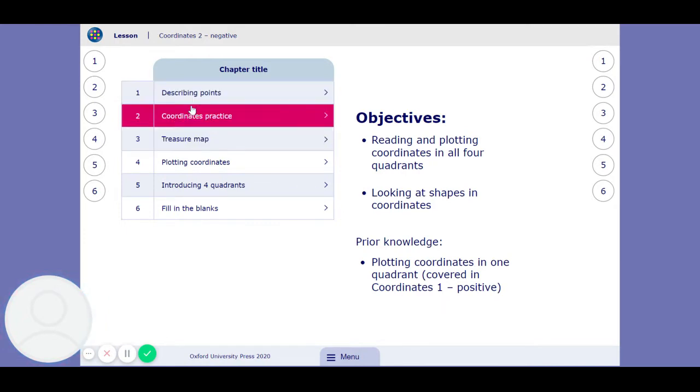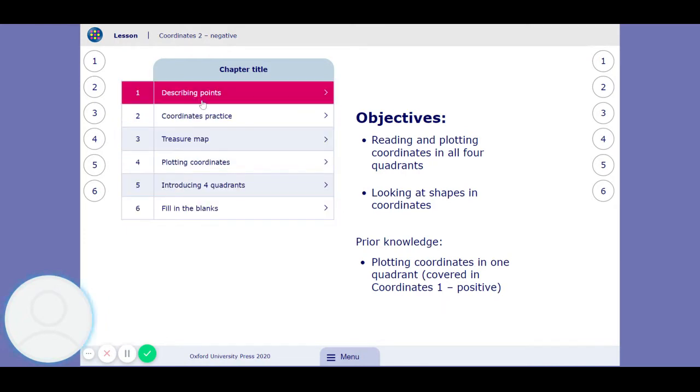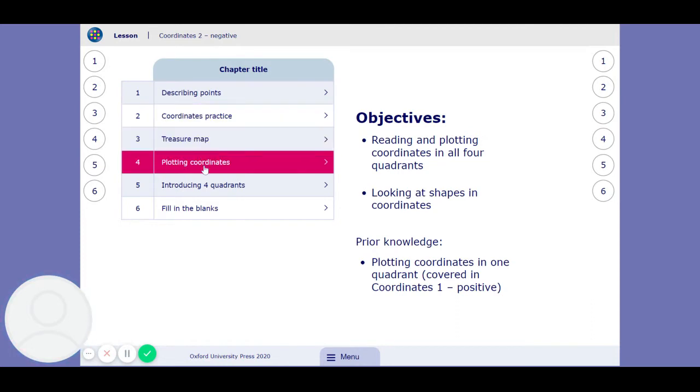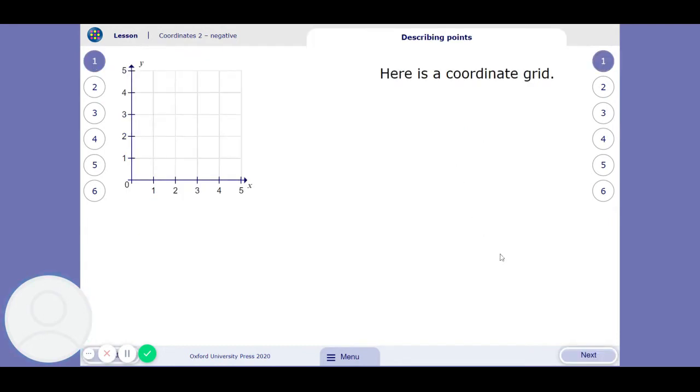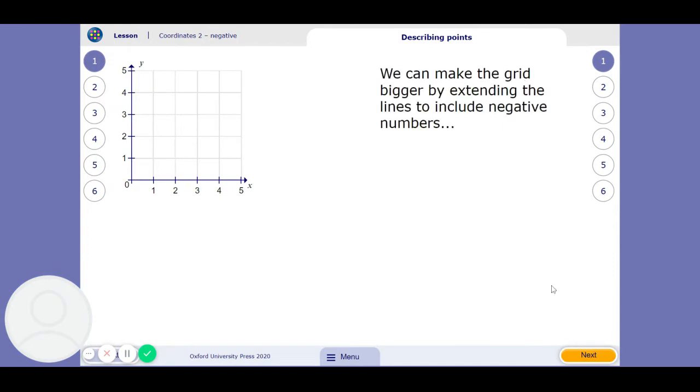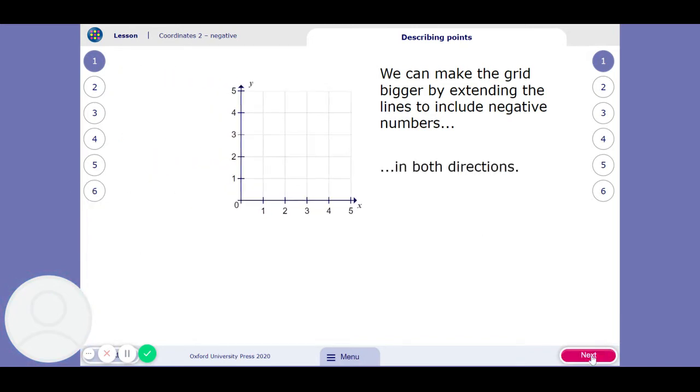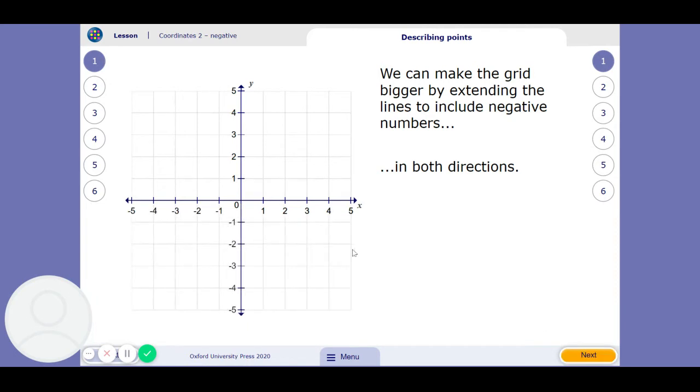And we're going to look at describing points, coordinate practice, treasure maps, plotting coordinates, introducing 4 quadrants, and fill in the blanks. Okay, so let's get started. Coordinate grid. Okay. We can make it bigger. We can include negative numbers, so we can go down from 0. We can go back from 0 there. So we've got some negatives there going down, some negatives there going across.